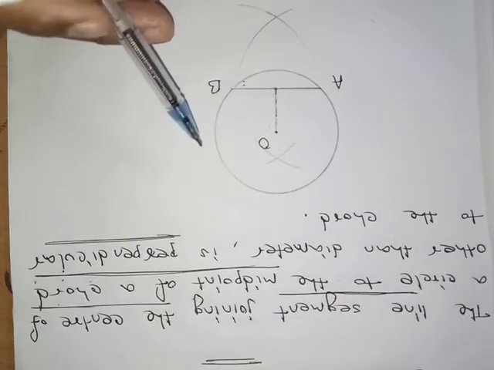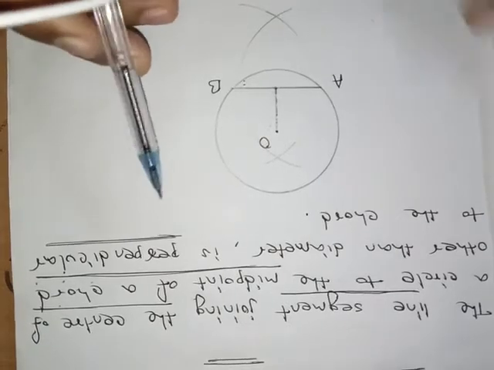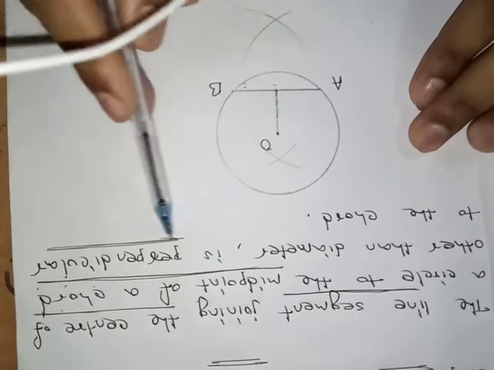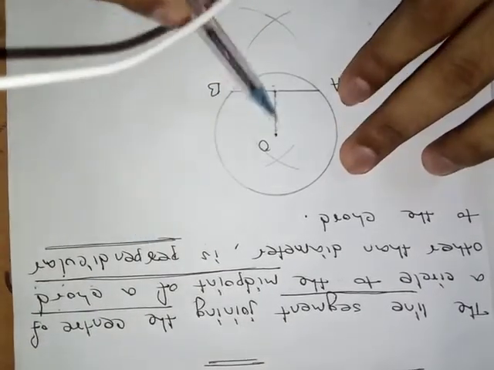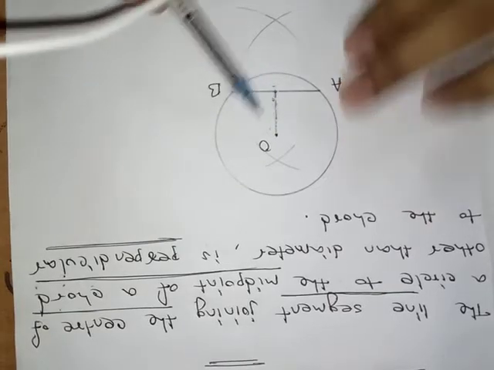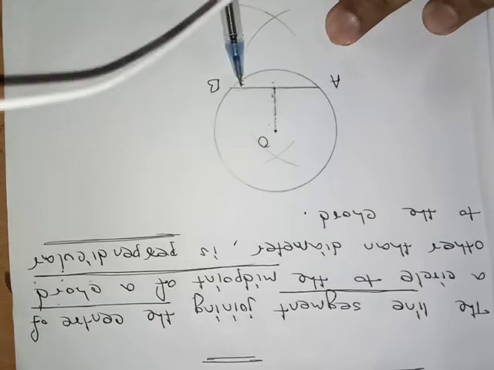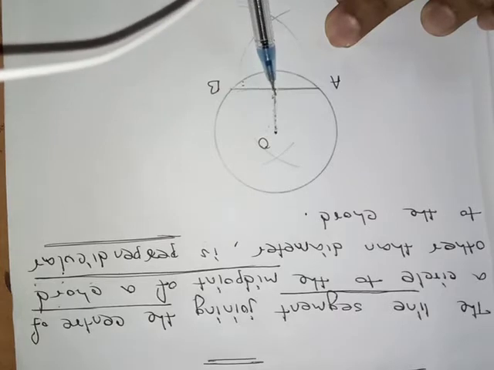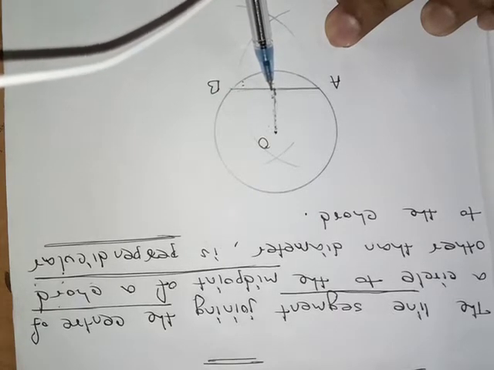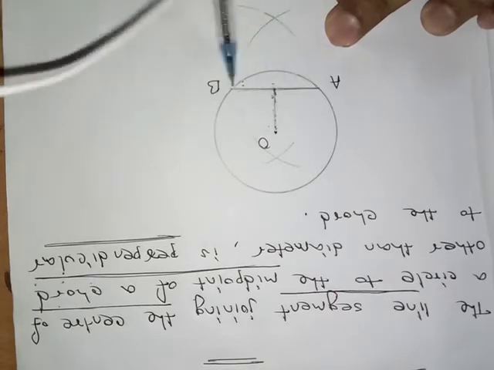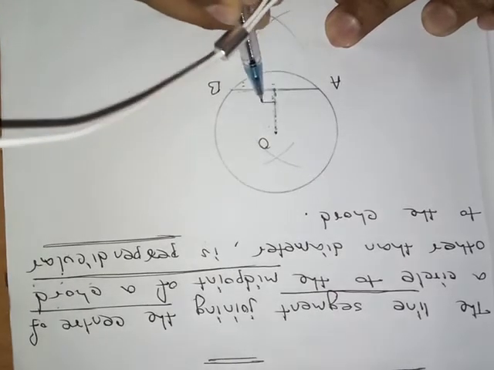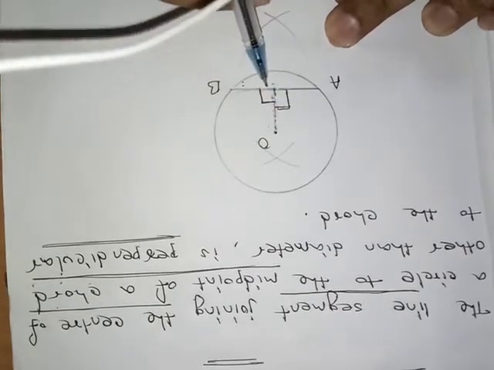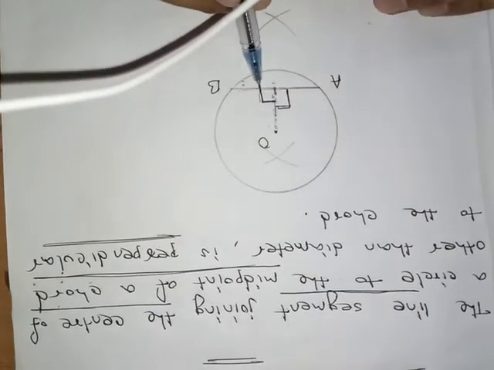What do we have to prove? We have to prove the line segment is perpendicular to the chord. This line segment is perpendicular to this chord. That means this perpendicular is creating an angle of 90 degrees with this chord. This is 90 degrees and also this one. We have to prove this logically, that this is 90 degrees.